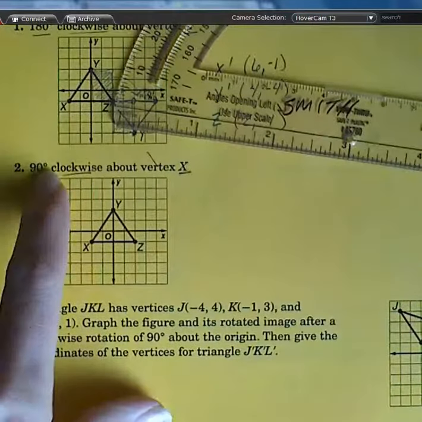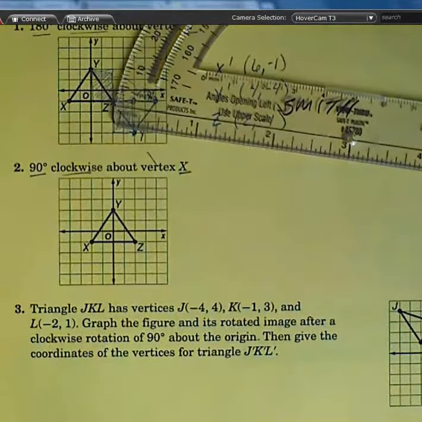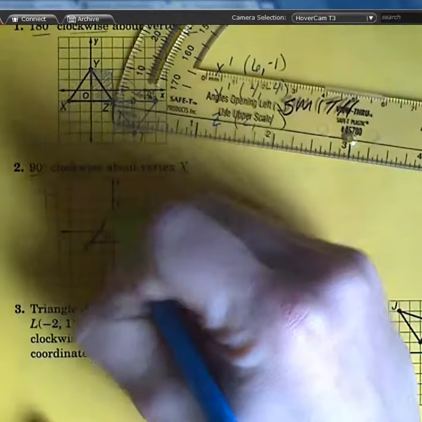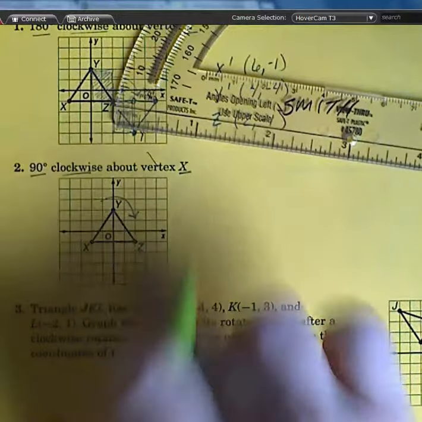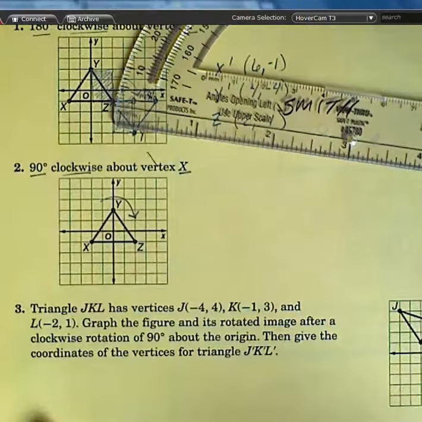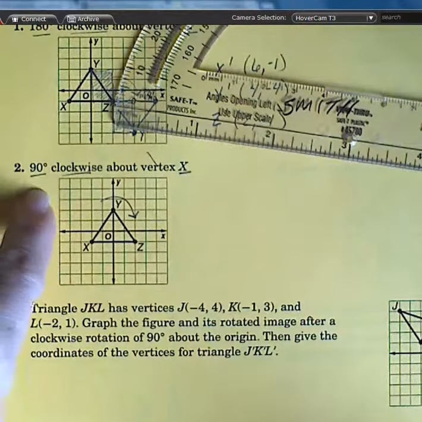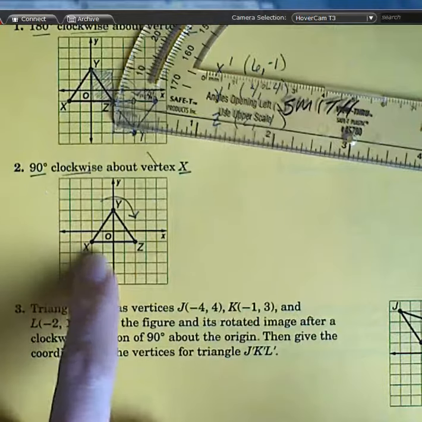So 90 degrees clockwise. Which way is it going to turn? We're going to go down from here, down this way. So our shape had better end up somewhere around here. Okay? If you end up over here, you went the wrong way. Then you went counterclockwise. X is going to stay the same.